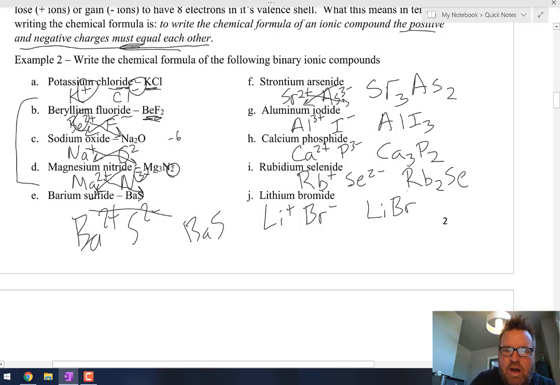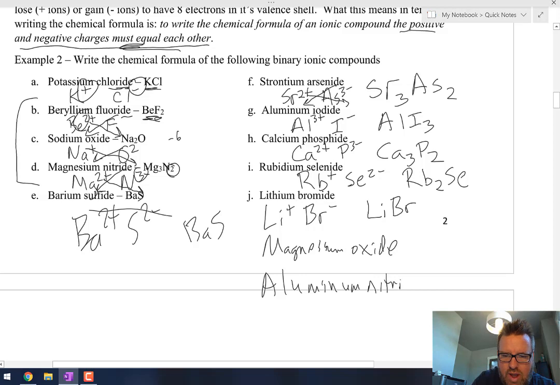So LiBr. And again, just as a reminder here, like magnesium oxide or aluminum nitride, on those, all 3 of those, here you've got a +1 and a -1, they cancel. On magnesium oxide, you've got Mg2+ and oxygen's -2. So you've got a +2 and a -2. They cancel each other out. Don't switch those. Don't go Mg2O2. Okay? It's just MgO.